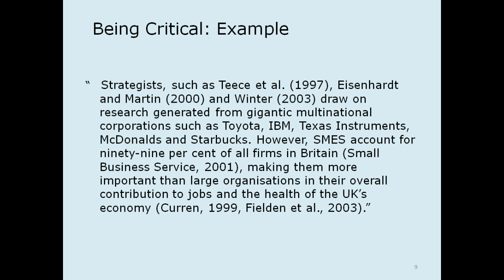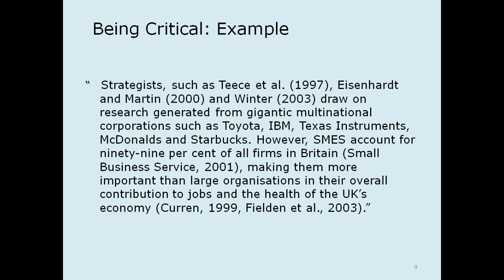Here's an example of being critical, okay? And if you can get to something close to this, you're doing really well. So what we've got here is a paragraph from a literature review, and it's about a theory that they've been talking about, and some authors that have been talking about. So we've got here strategists such as T. Settle, 1997, Eisenhart and Martin, 2000, and Winter, 2003, draw on research generated from gigantic multinational corporations such as Toyota, IBM, Texas Instruments, McDonald's, and Starbucks.